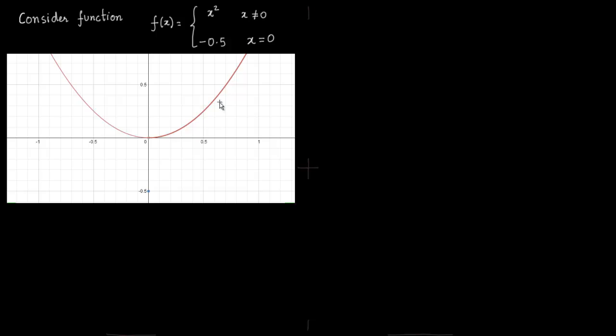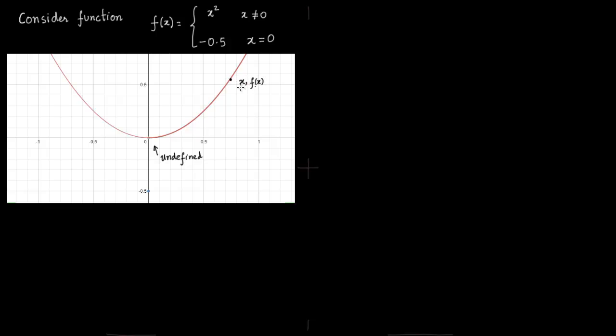So this is how the function looks like. So we do not have the point (0, 0) on the parabola here. So therefore I write it as undefined at point (0, 0). So when x is 0, we give it a value of minus 0.5, which is marked in blue.